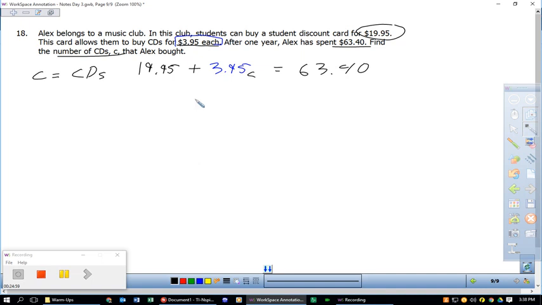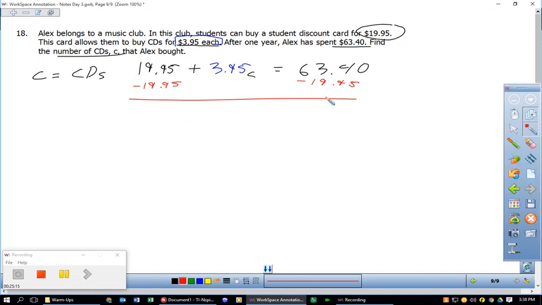And we'll subtract 19.95 from both sides. And I'm just going to cut to the chase. Subtract that, then you'll divide by 3.95, and you should get something to the effect of 11. C equals 11.